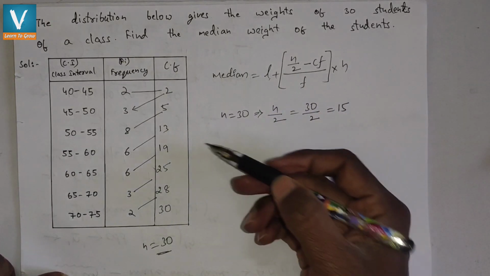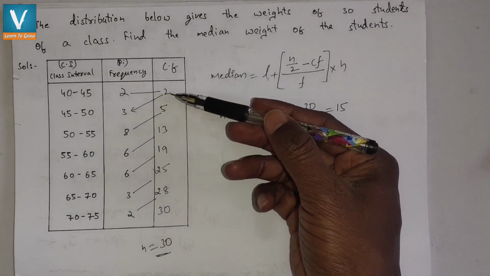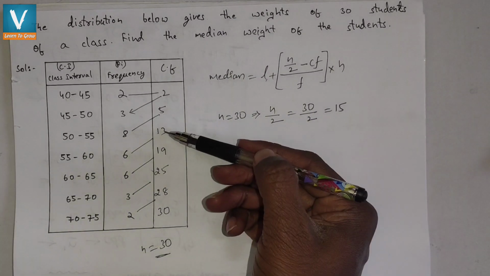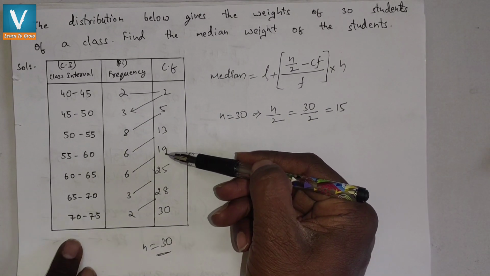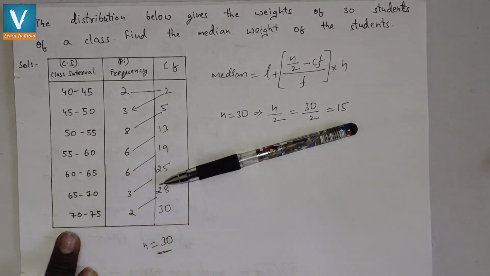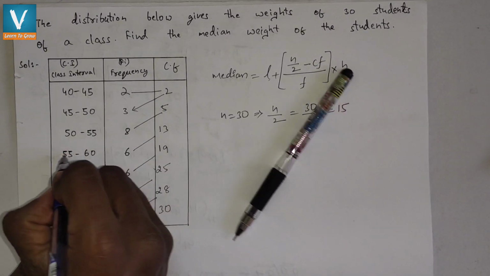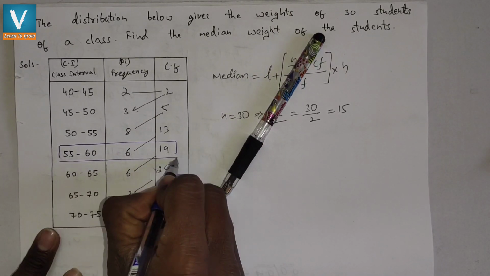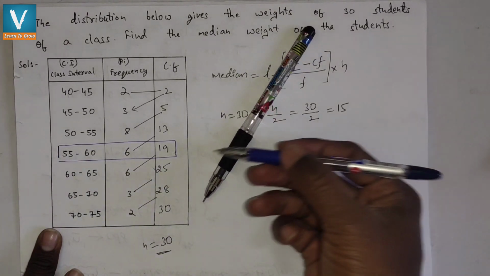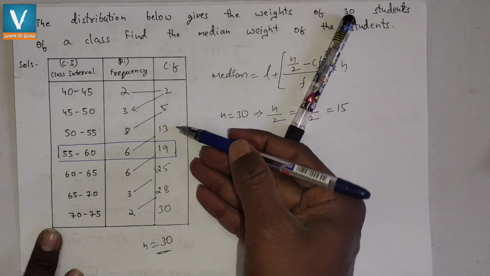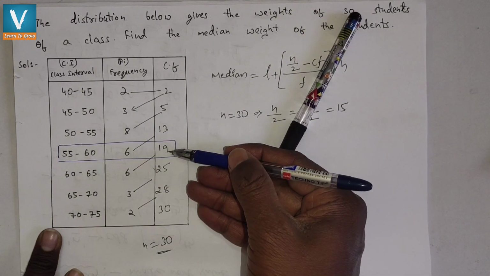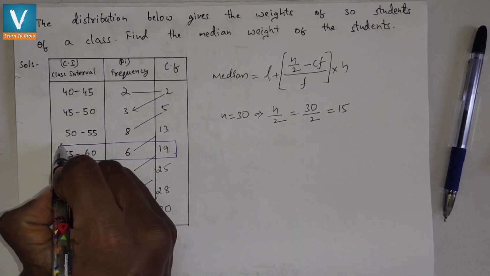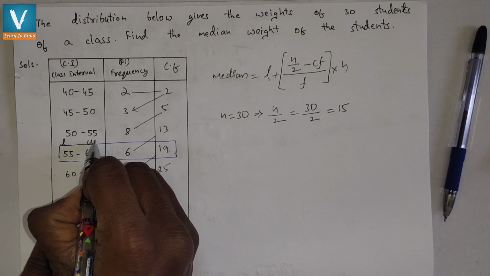Now go for the 15th observation. The cumulative frequencies are 2, 5, 13, 19. But we know 15 will come after 13, so I am taking the 19th observation as the data. We don't have 15 here, and since 15 comes after 13, the next one is 19. So I took a box here. Now we know this is a lower boundary and this is an upper boundary.